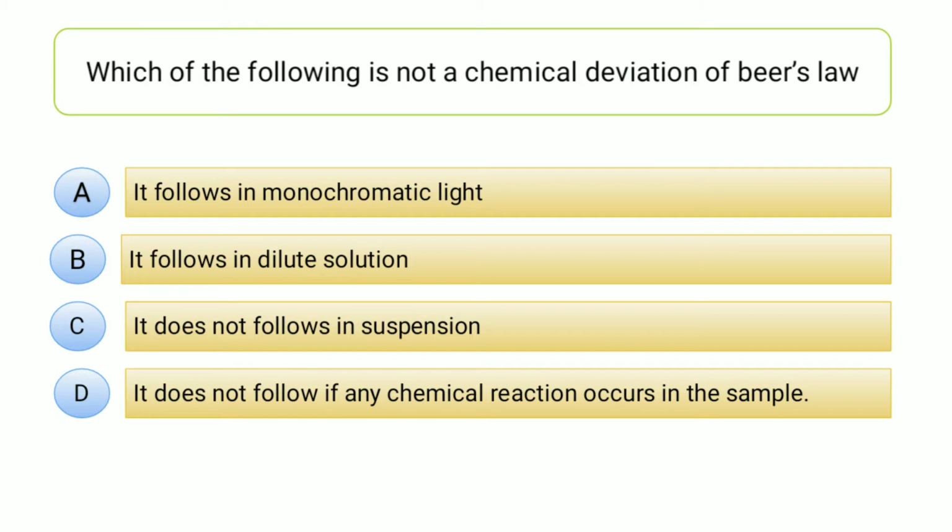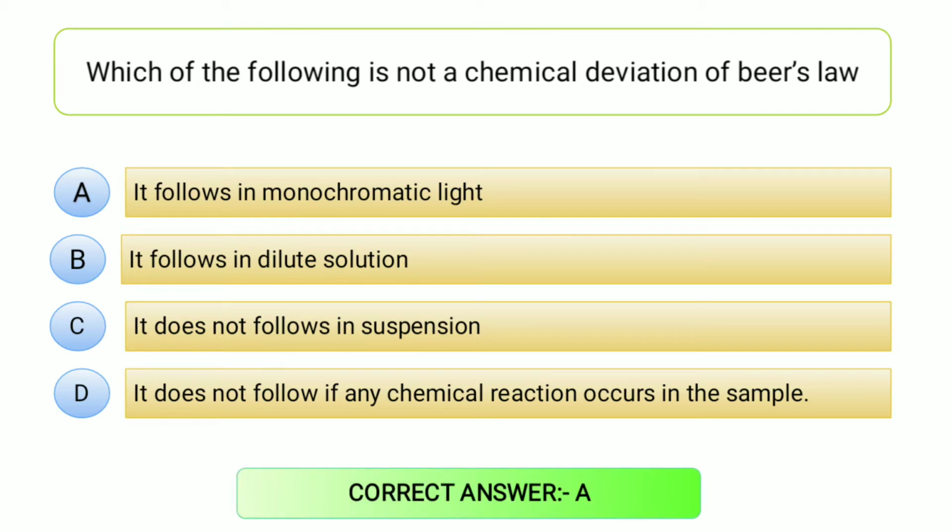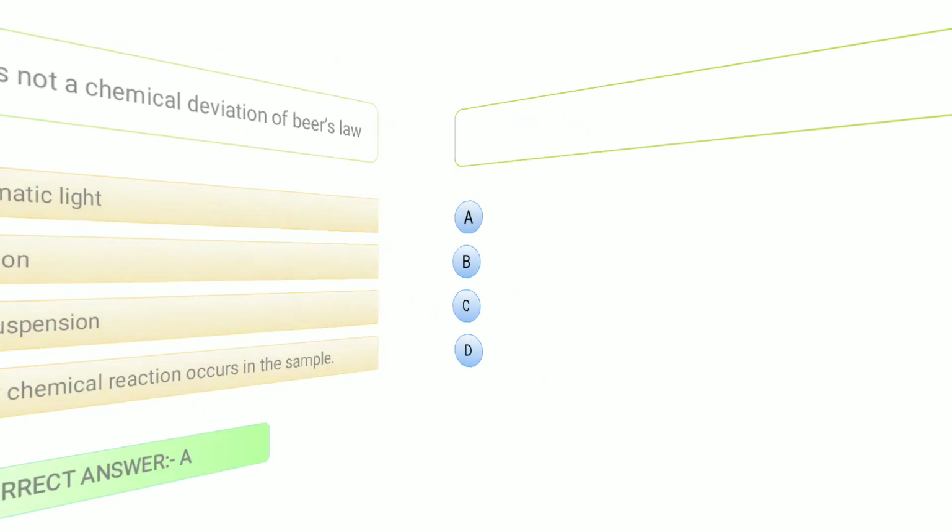So students, the correct answer for this question is option number A, because statement A is an instrumental deviation, whereas the remaining three are chemical deviations of Beer's law. Therefore, the correct answer is option number A, it follows in monochromatic light. It is related to that of the instrument. Moving to the next question.